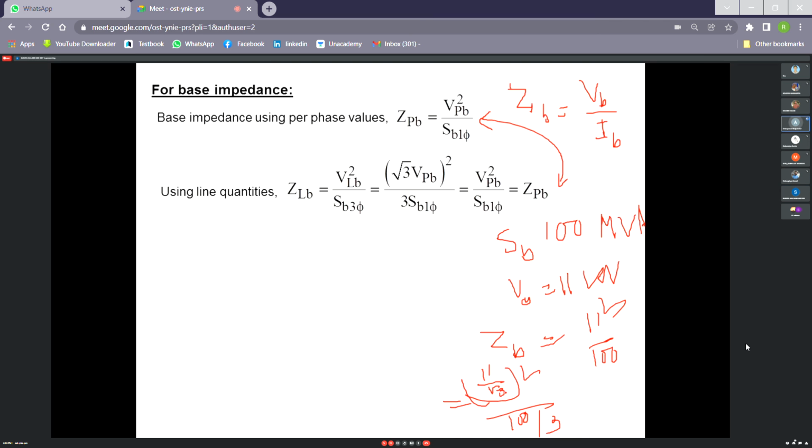Yes, ma'am. But V line is equal to root 3 V phase, ma'am, that is only for star. In delta connection, V line is equal to root 3 doesn't come. V line is equal to V phase. Then the 3 in the denominator... That is the delta you are telling for the load, right? For power transmission line, for power transmission system, only the transmission line.